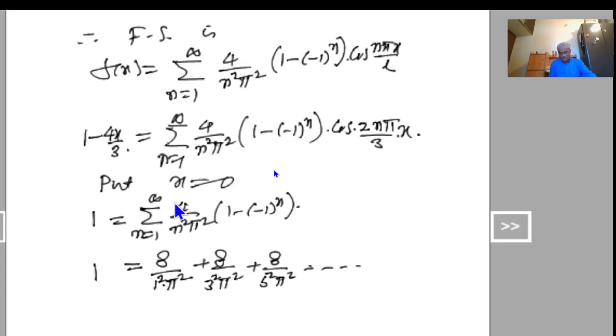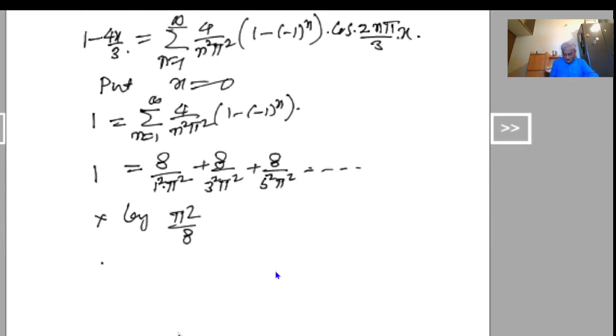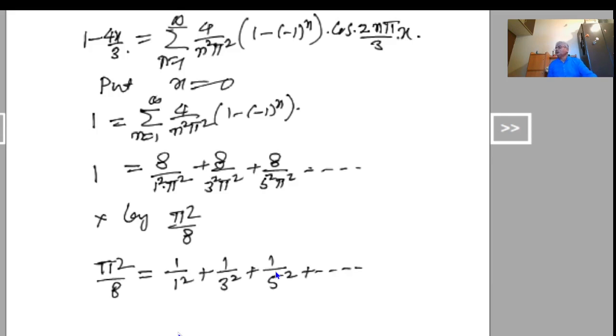This is our equation 1. So here if I multiply this equation throughout by pi square by 8, what we are getting on the left hand side is pi square by 8, is equal to the right hand side: pi square by 8 gets cancelled with 8 by pi square, we are getting 1 by 1 square plus. Second term also, 8 by pi square gets cancelled, we are getting 1 by 3 square. Third term also, 8 by pi square gets cancelled, we get 1 by 5 square plus and so on. So this is the required deduction. Okay.